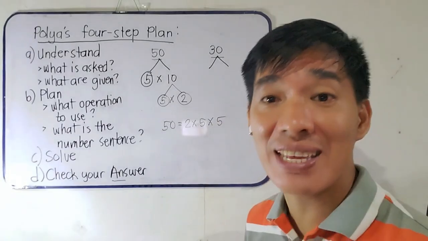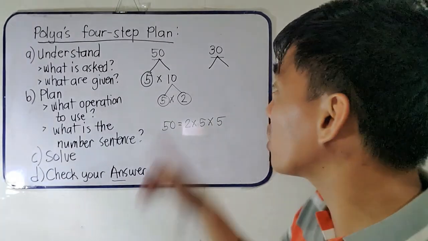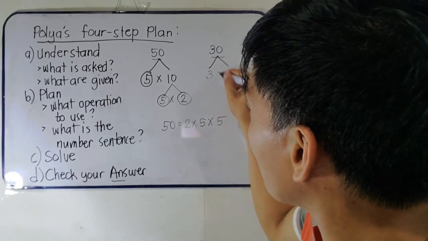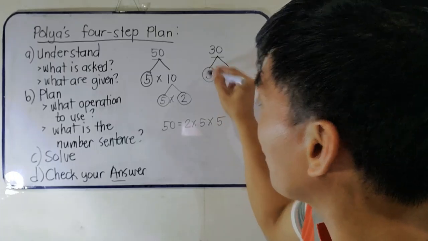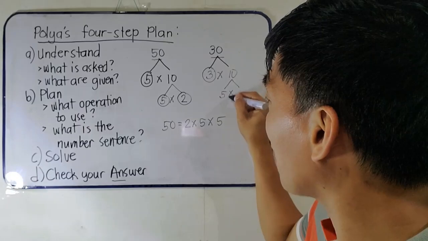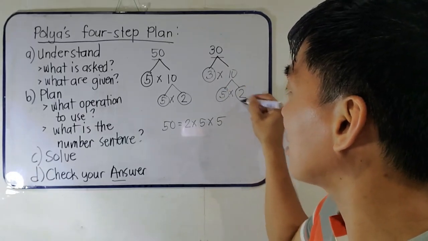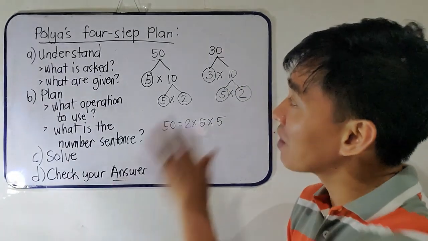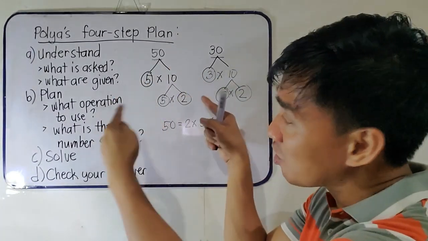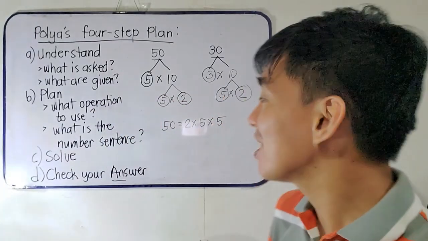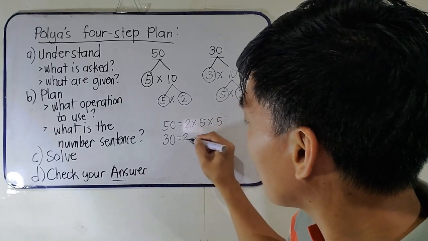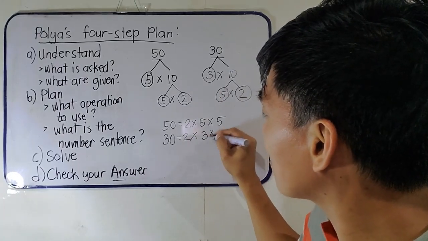The same thing that you will have to do for 30. 30, obviously, that's 3 times 10. 3 is already a prime, and 10 could still be split into 5 times 2. This is a prime, and this is also a prime. The method we used here is the factor tree. That's why it looks like a tree or a Christmas tree. Okay, so for 30, that is equal to 2 times 3 times 5.